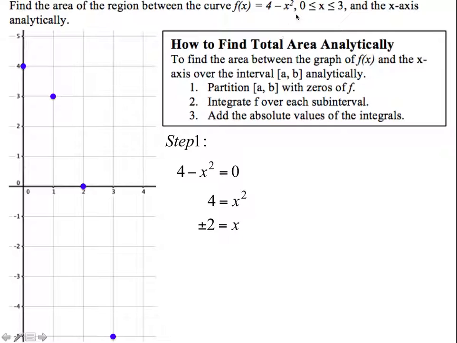And here are the points here. So when x equals 0, 4 minus 0 is 4. So there's the first point. When x is 1, we get 4 minus 1, which is 3. When x is 2, we get 0. That's our zero. And when x is 3, we get 4 minus 9, which is negative 5. So the parabola in that part of the domain looks like that.